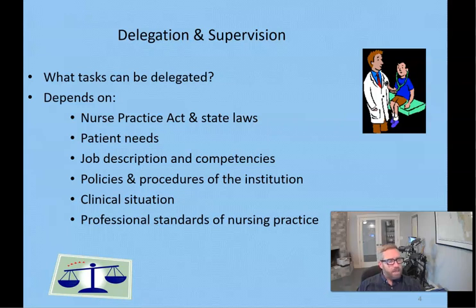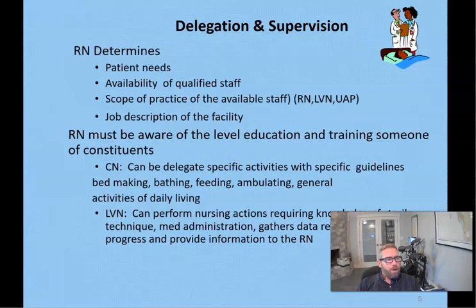The job description and competencies, policies and procedures, those are all things that the hospital puts in place to make sure that there's a baseline of acceptability in those situations. In the clinical situation, what exactly is happening from a clinical standpoint that plays into this decision? And then, of course, the professional standards of nursing practice. Is this an appropriate practice for the standard of nursing? Am I following that? The RN determines what this delegation is, right?